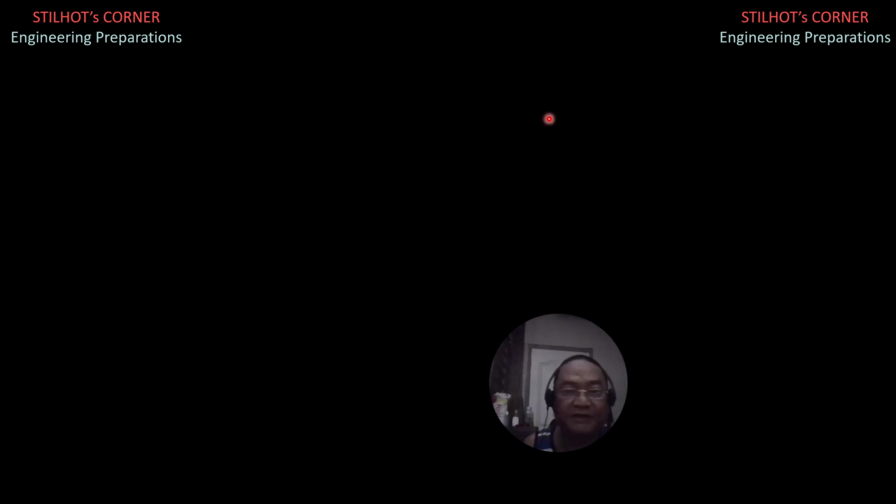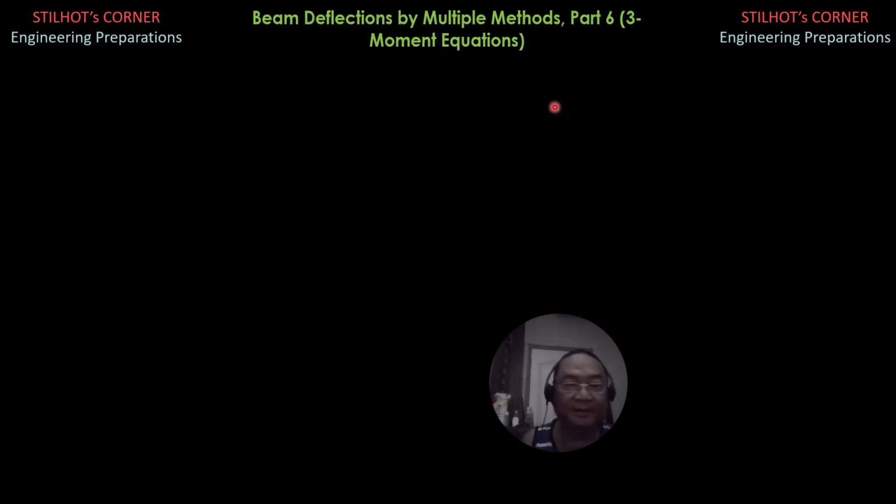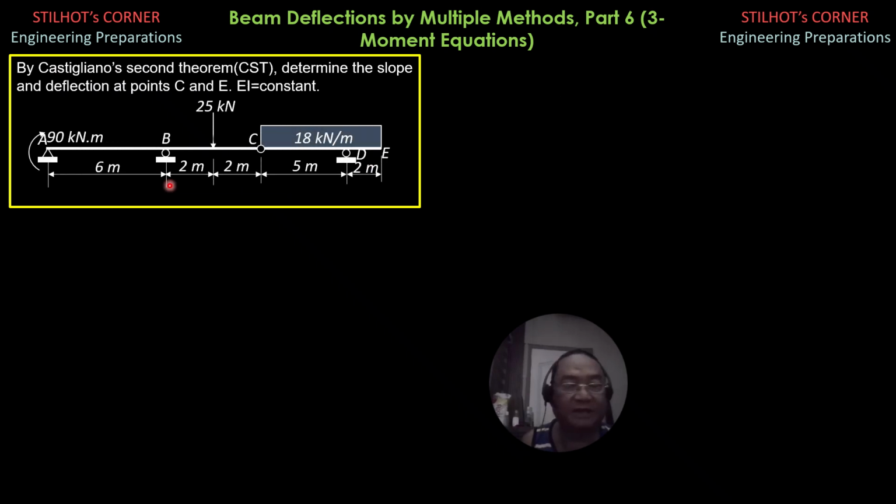Hello, future engineers. Here is another solution to beam deflections, and this is part 6 by three moment equations. So this is the original problem, and let's anticipate or draw the elastic curve so that we can compute the deflections at point C and point E.